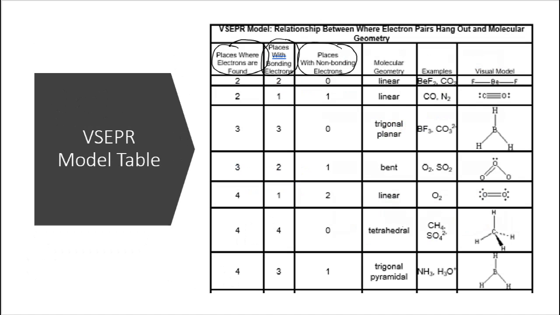Okay, so how do we use the VSEPR theory? Well, it's all in a table, and here it is. Once you figure out the Lewis structure and you can count the places where the electrons are found, based on those places you can determine the shape. So essentially you determine the Lewis structure, you count the places where the electrons are found around the central atom, and based on that, you can determine the molecular geometry. Is it linear? Is it trigonal planar? Is it bent? And so on.